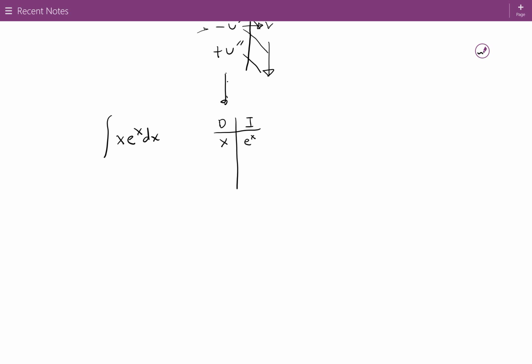So we're going to do our derivatives and our integrals. So x derives to 1, 1 derives to 0. Pretty straightforward. E to the x. We're just going to copy the number of rows. So e to the x, e to the x, e to the x. Pretty simple. Now we're going to also alternate the signs, of course, like so. And then we're going to multiply across like this. But now the 0, we're not going to multiply it down to anything over here because there's nothing over here. We've ended the table. This is the end of the table. So the 0 has nothing really to multiply to.